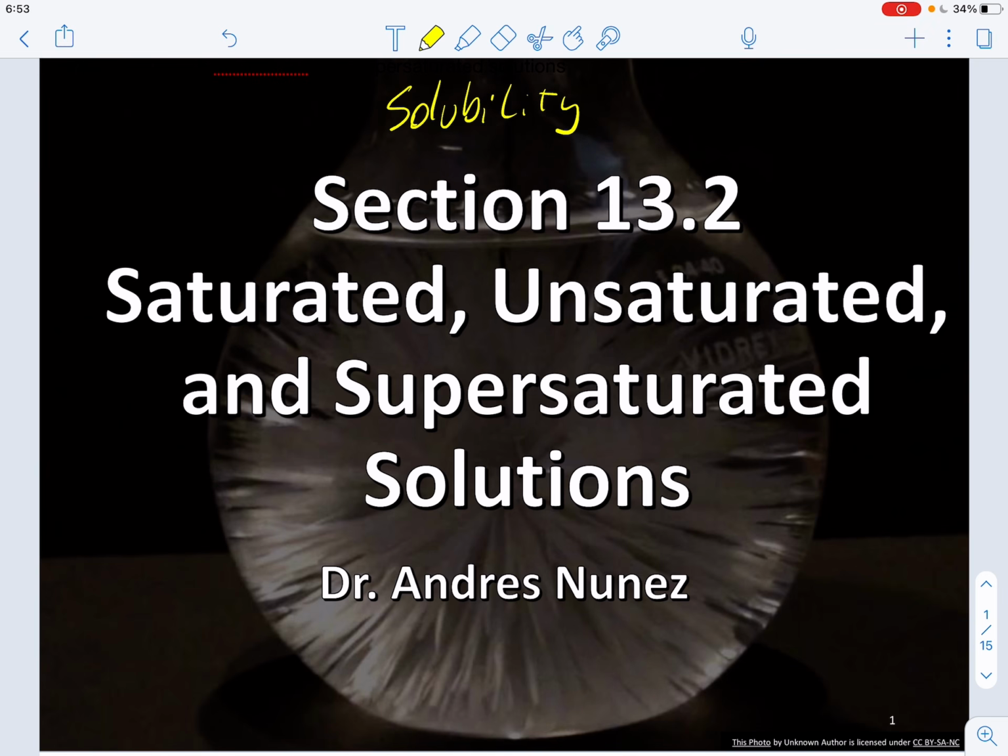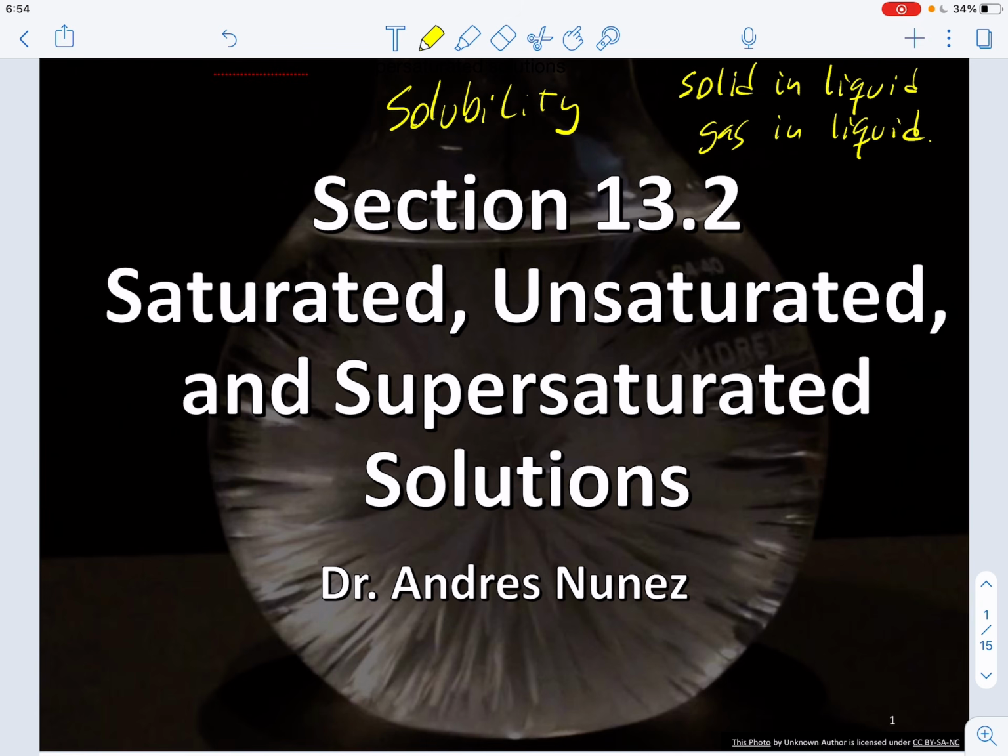In this section, we are limiting our discussion to solid in liquid solutions and gas in liquid solutions. Okay? And when it comes to solubility, there are two things that we might think of: to what extent something is soluble and to what extent something is insoluble.